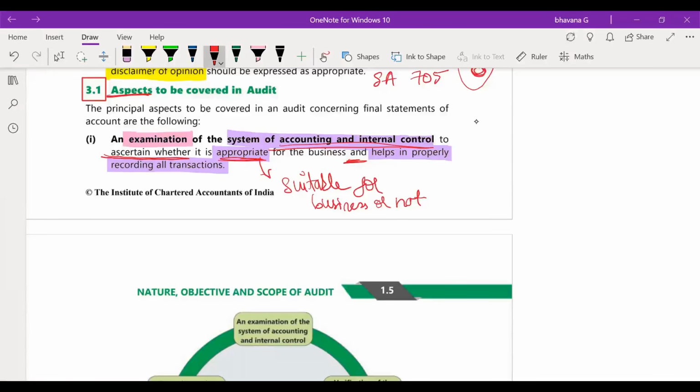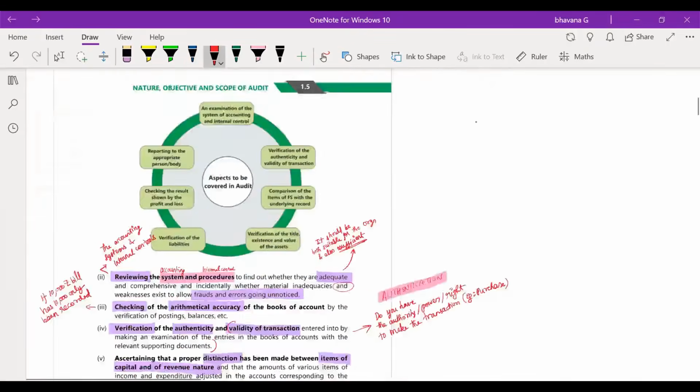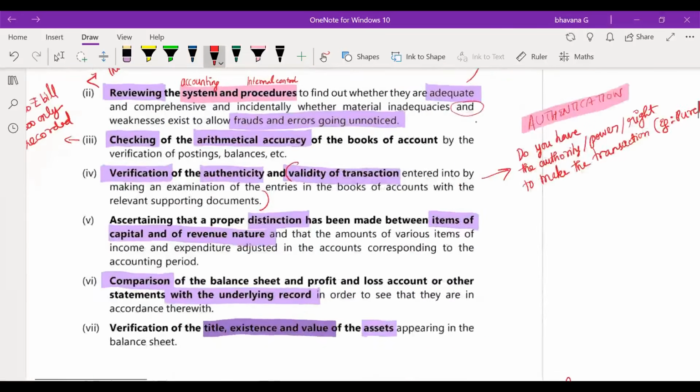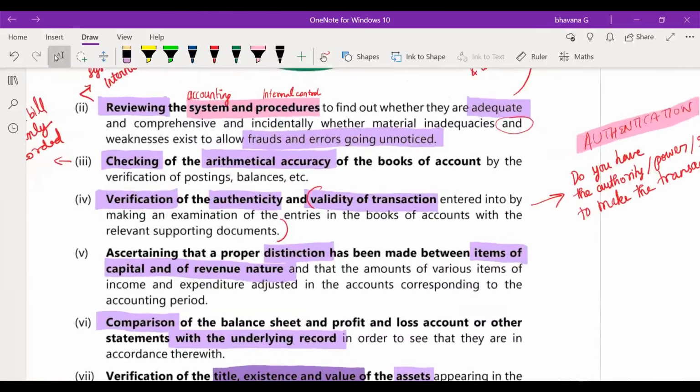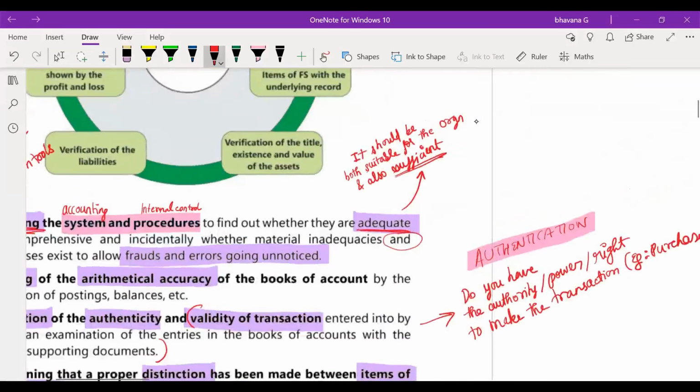And also you have to check whether this accounting system and internal control system is helping you to properly record all the transactions or not. So two things you have to check: whether the accounting system and internal control is appropriate, and whether it is helping you in recording all the transactions. Next, whatever accounting system and internal controls you have adopted, you have to review them. What you will review is whether it is adequate. In the last point, I told you that it should be suitable. Now I tell you whether it is adequate.